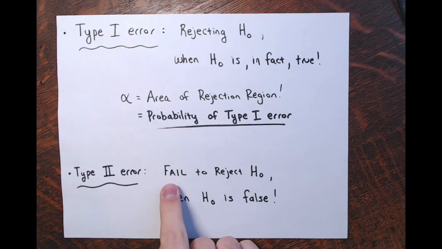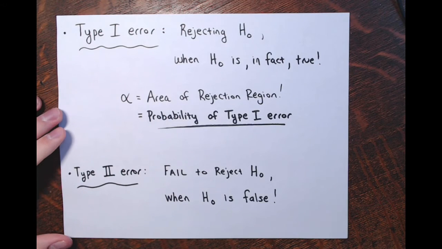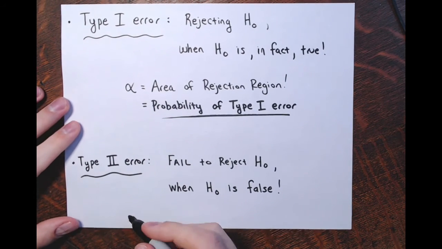So again, that means you didn't reject the null, you accepted it. You accept the null hypothesis, but you shouldn't have. It's actually a false statement in reality, and you should have rejected it, but you didn't. That's a mistake, that's an error. And this is called a type 2 error when performing hypothesis tests.